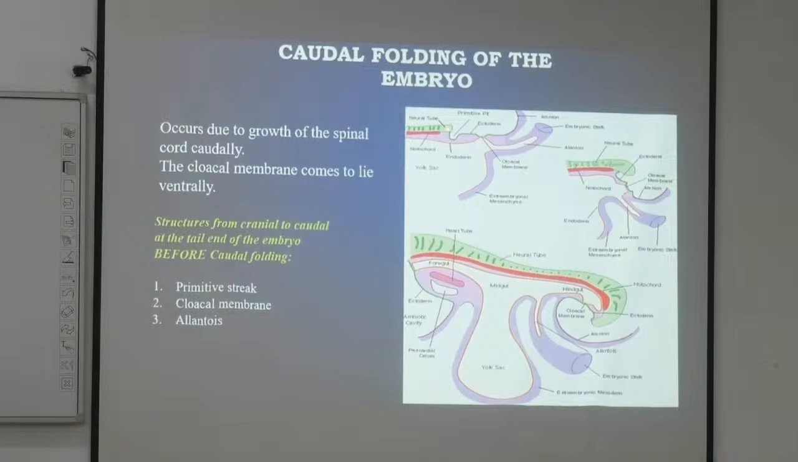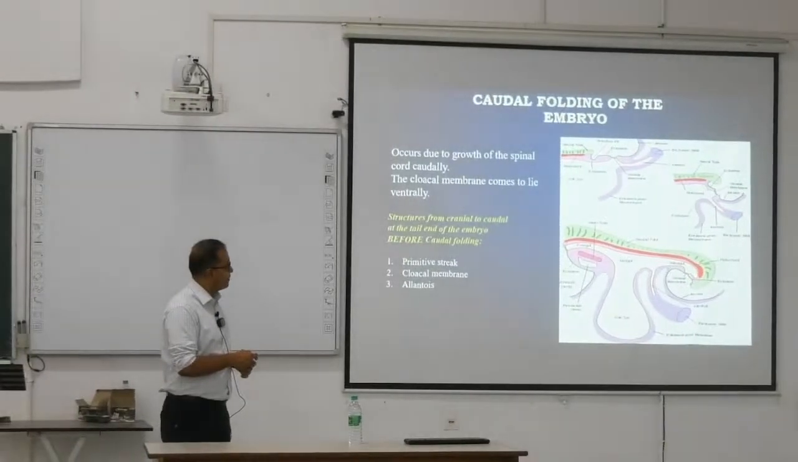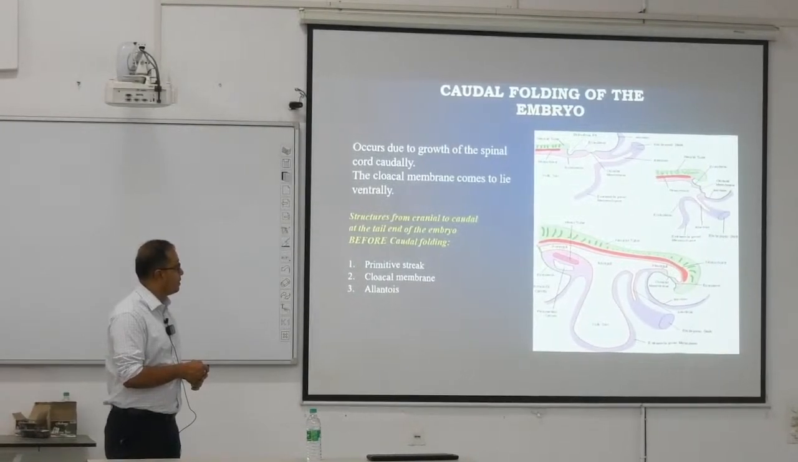this is the primitive streak, which is present in this region. This is before the bending which is happening. So the primitive streak was there. Then we have this cloacal membrane. Then we have this allantois, which is an out-pouch of this yolk sac. So this is a sequence from anterior to posterior.